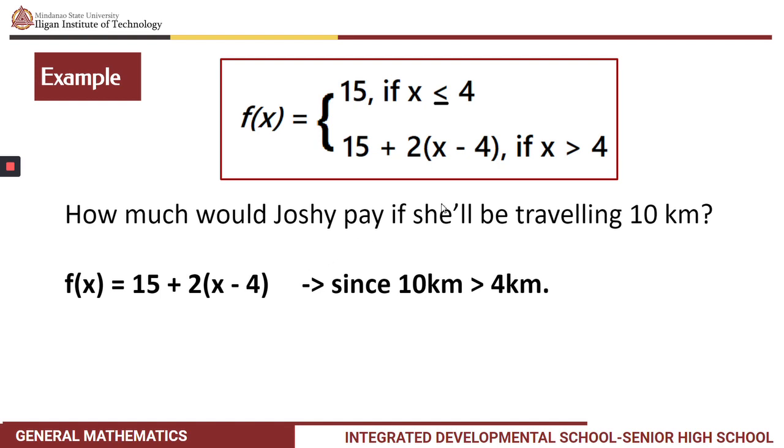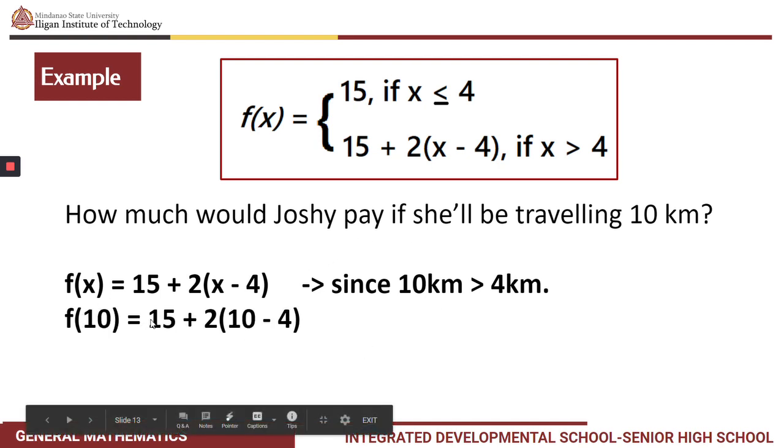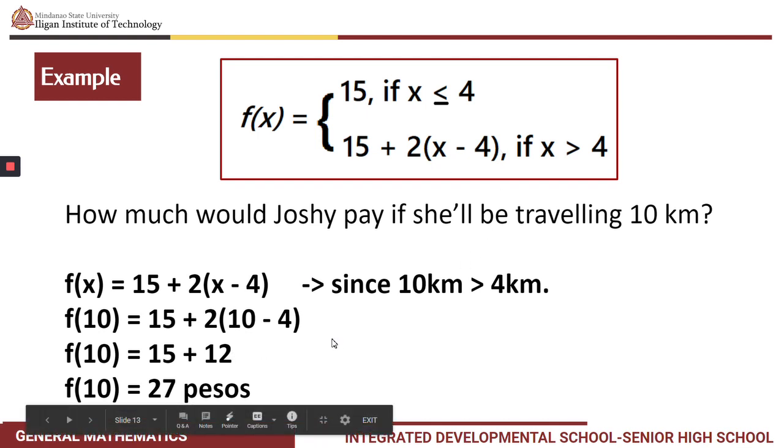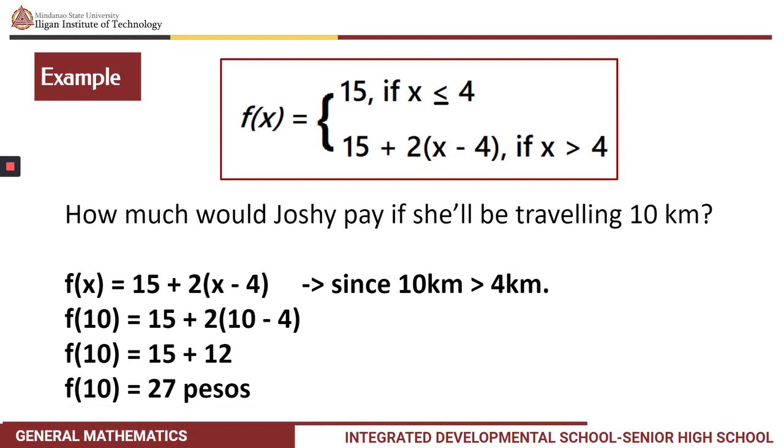So substitute tayo ng 10. You have 15 plus 2 times 10 minus 4. So solve accordingly and you will get 27 pesos as a fare kapag 10 kilometers yung na-travel ng passenger or ni Joshi. Okay? So, ganyan lang. Another example.